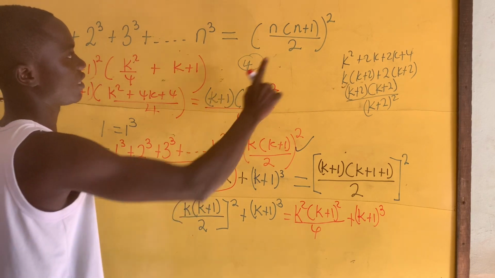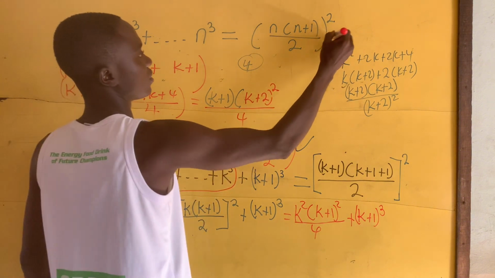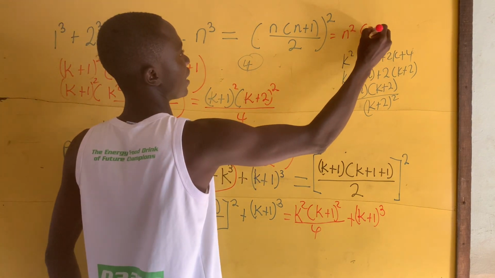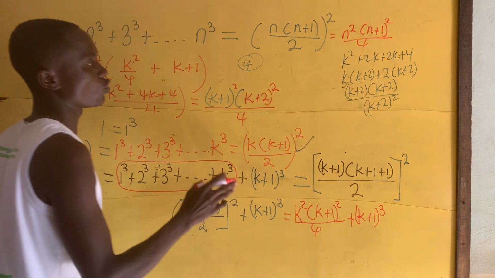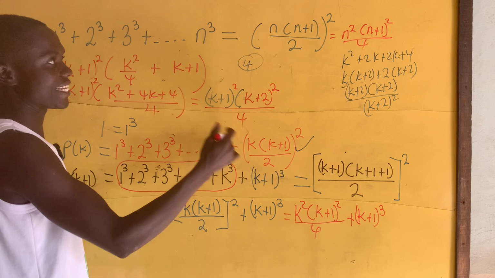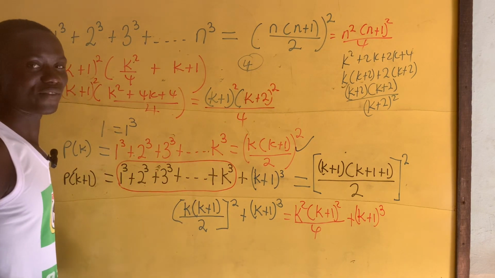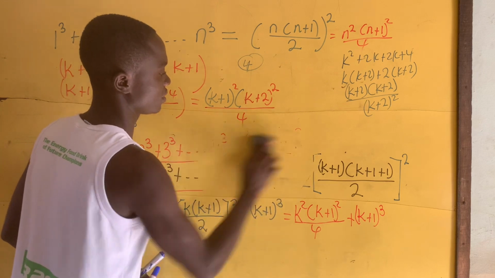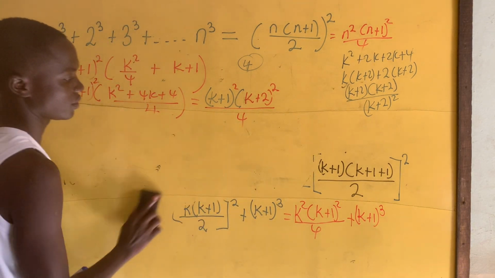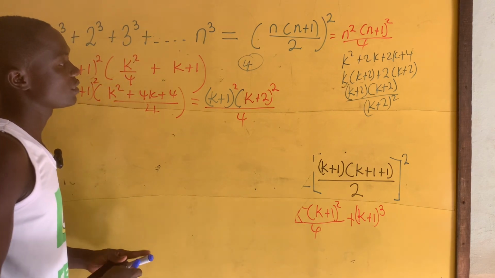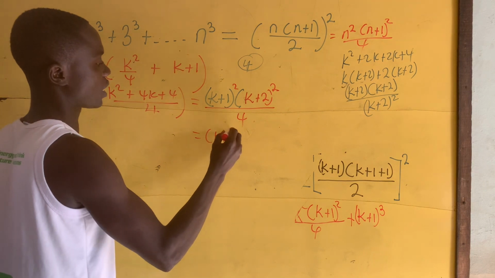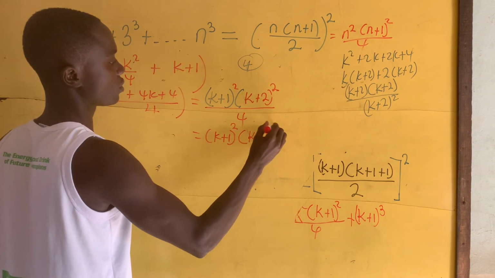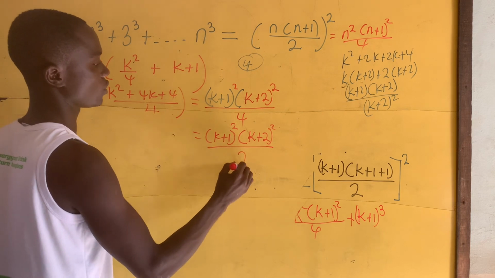So you see that this can also be put into this form: n squared times (n plus 1) squared divided by 4. If we put it in this form, then we are done. In case in your exams you get it in this form, when you reach here, that's all. But if we want to put it in this other form, then we proceed as follows. This will be (k plus 1) squared times (k plus 2) squared all divided by 2 squared.